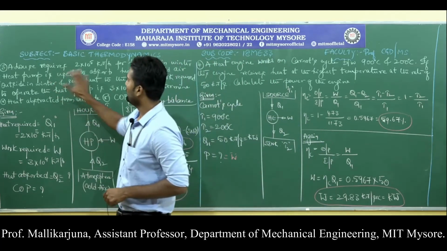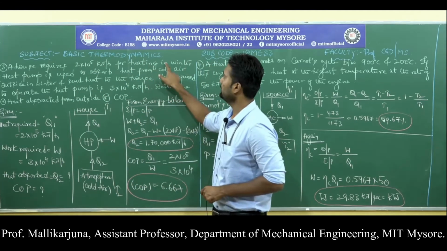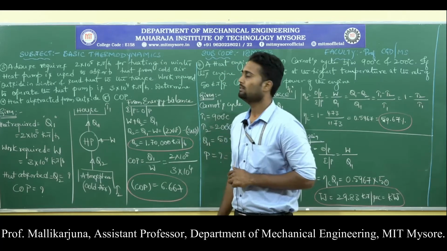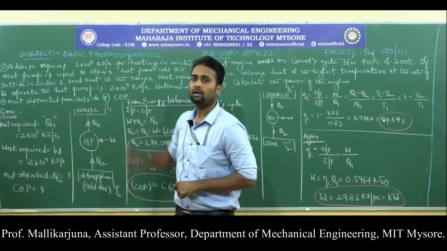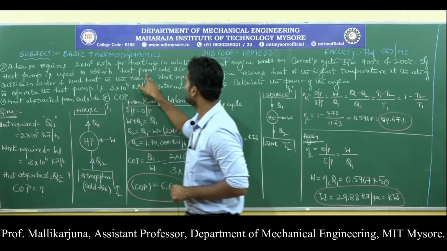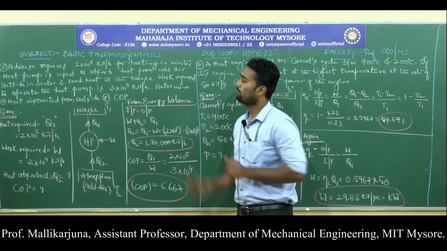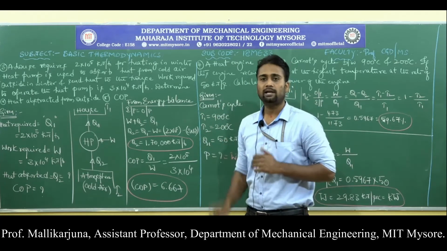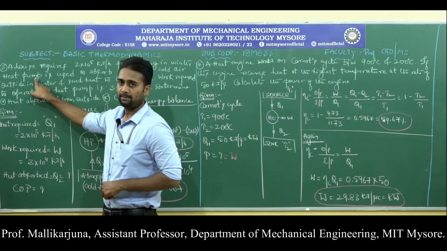A house requires 2 into 10 to the power of 5 kilojoules per hour for heating in winter. In the sense, if a house has to be heated in winter, then it requires 2 into 10 to the power of 5 kilojoules per hour amount of heat. A heat pump is used to absorb heat from the cold air outside in winter. In the sense, the required amount of heat is supplied to the house from the outside environment. In order to do that, they are using a heat pump.